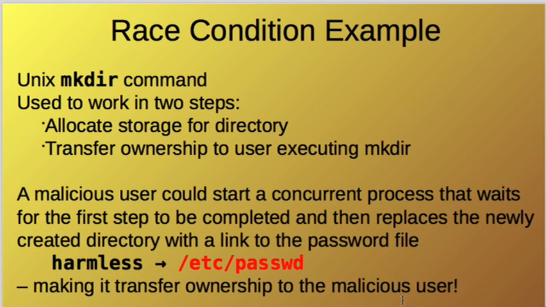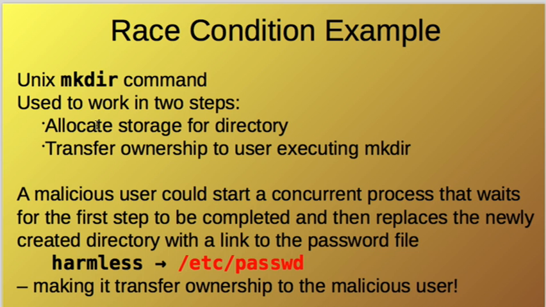Here's an example of things that have happened in the past that have these time of check to time of use type problems, or race conditions. The old Unix makedir command creates a directory, but it does it in 2 steps. It first allocates storage for the directory, so it sets up basically a dummy directory, and then transfers the ownership to the user that's executing the mkdir command.